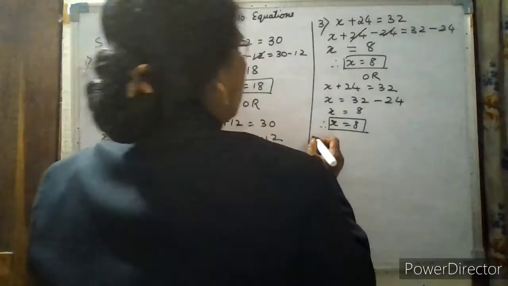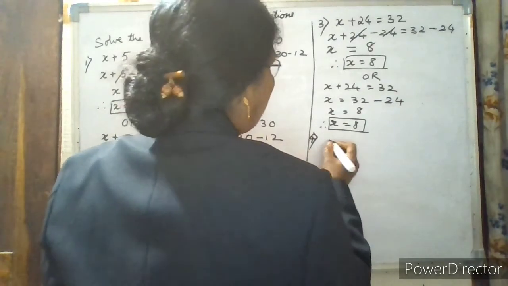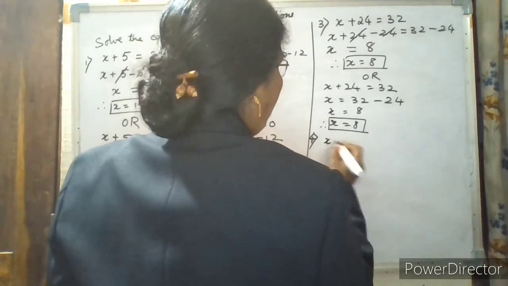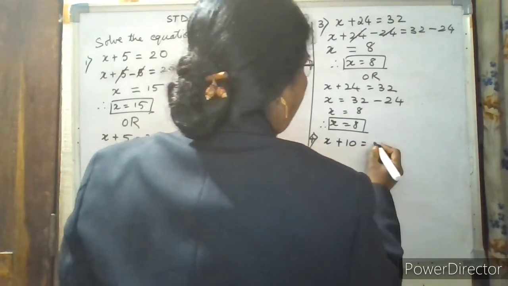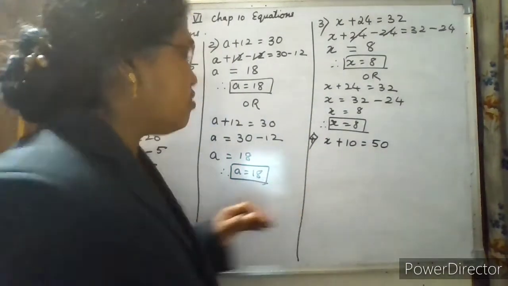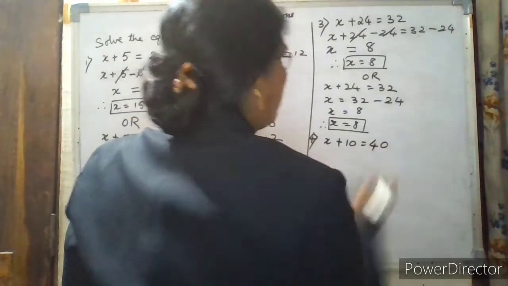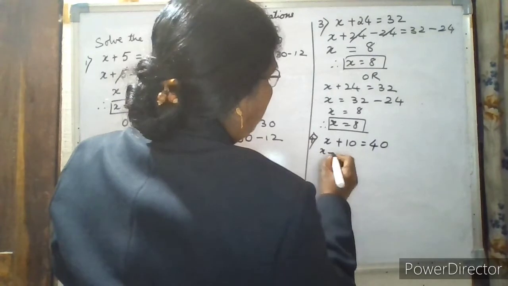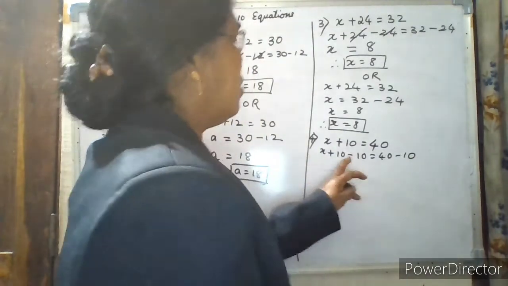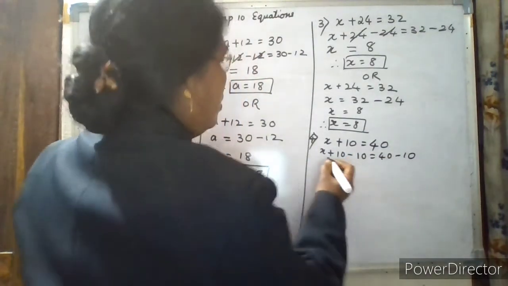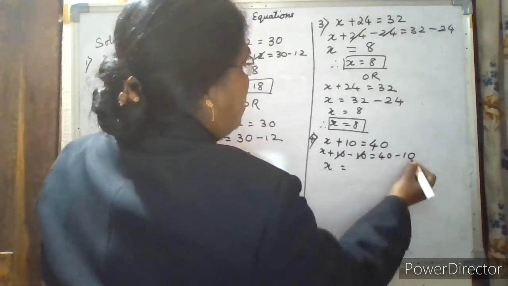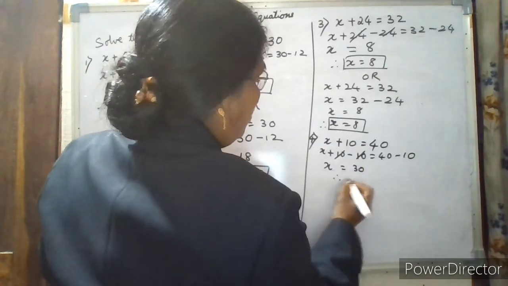Fourth question. x plus 10 equal to 40, suppose. Then x plus 10 minus 10 equal to 40 minus 10. Both the sides I have written minus 10. Now plus 10 minus 10 cancels. x is equal to 40 minus 10, is equal to 30. Therefore x is equal to 30 we got.